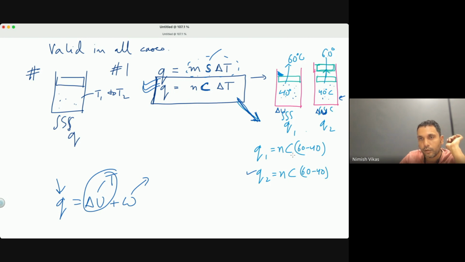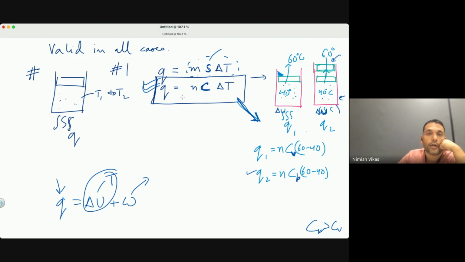So what should be written over here? In the first case, volume was not changing. It is nCv into 60 minus 40. In the second case, volume is changing. Perhaps it is going under constant pressure from outside, atmospheric pressure. So we can say nCp if it is a constant pressure process. And we know that Cp is more than Cv value. Okay, that's another thing that you'll learn. Cp is more than Cv value. So heat is here more.